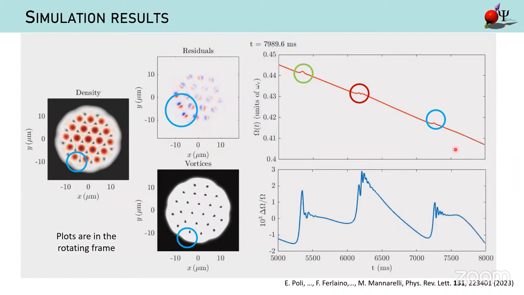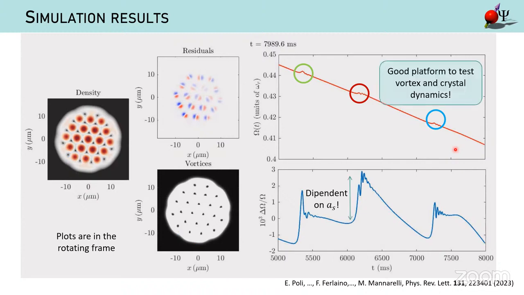and we have the third glitch. So basically, even if we have a completely different scale, completely different system, we were able to show that our system is a good platform to test this vortex and crystal dynamics in analogy of the neutron stars.